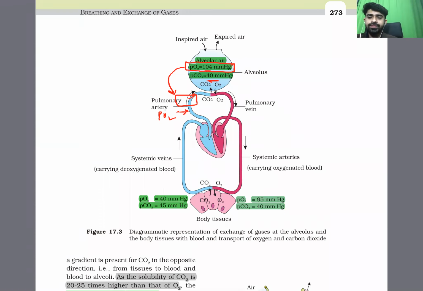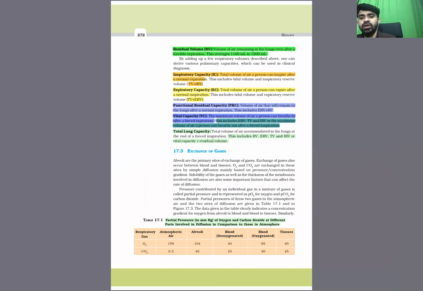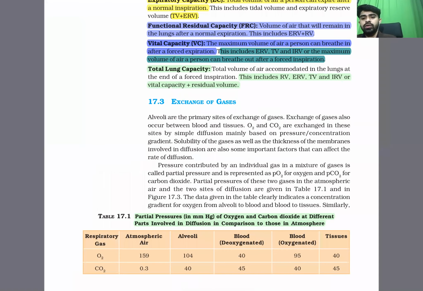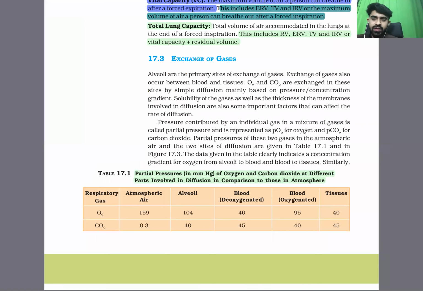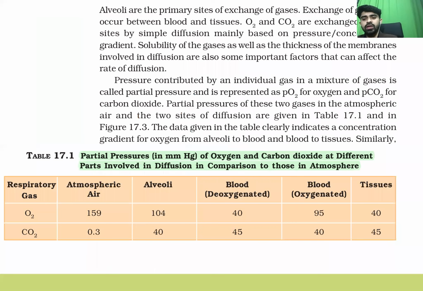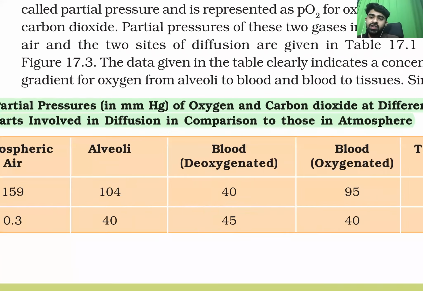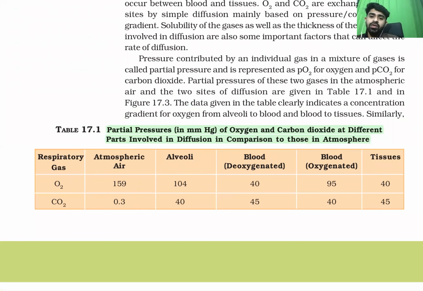Now, can you tell me the partial pressure of oxygen in the pulmonary artery? It is 40. It's so low. You have to follow this one. This is very important. You have to remember, and I will also explain how to remember. When the blood is deoxygenated, the oxygen is 40 and carbon dioxide is 45.